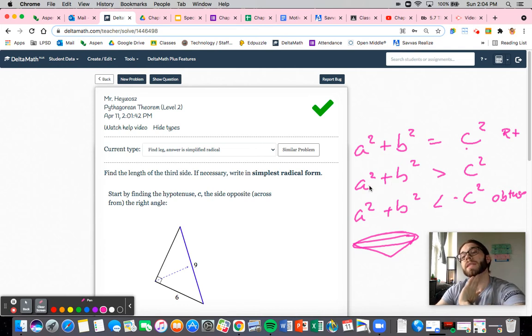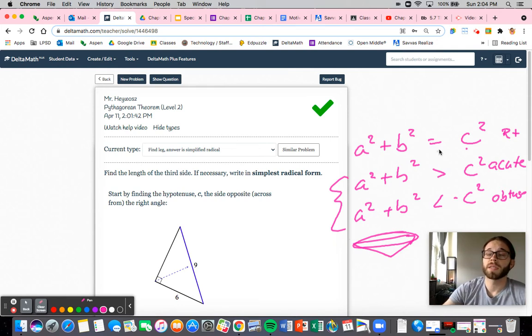Meanwhile, if a squared plus b squared is bigger, it's going to be acute. So these 2 right here are known as the Pythagorean inequalities. Sometimes they're just lumped in as part of the converse. So either, fine. But this makes sense as well, right? Because when you have one of those fuller triangles like that, that's acute. None of the sides look like they're inherently going to be really big when you square them.